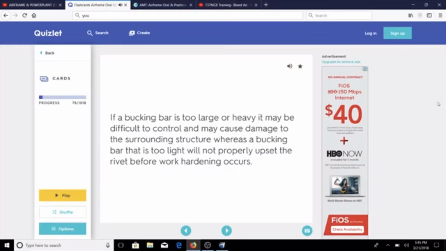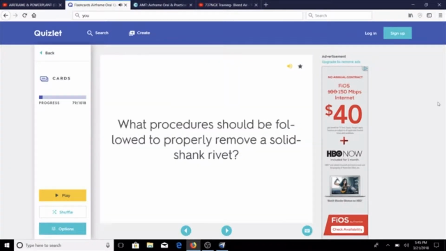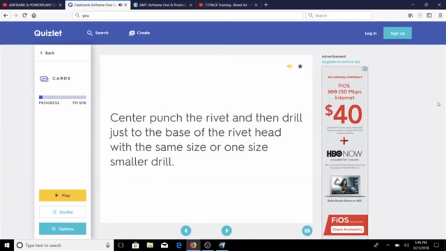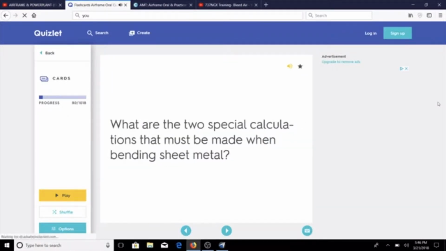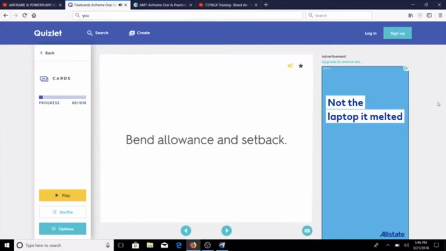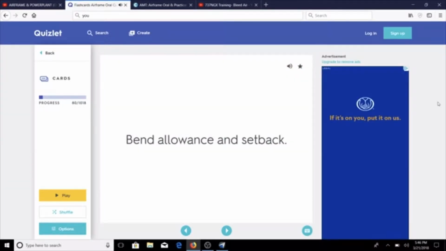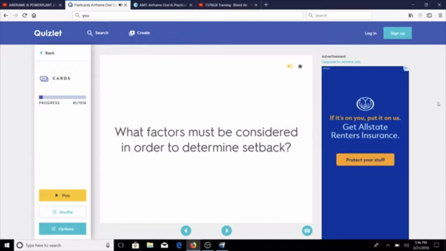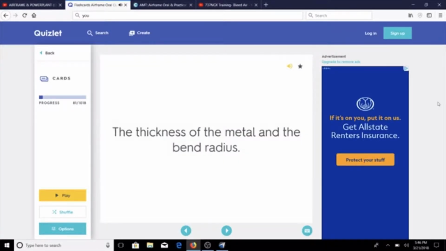What procedures should be followed to properly remove a solid shank rivet? Center punch the rivet and then drill just to the base of the rivet head with the same size or 1 size smaller drill. What are the 2 special calculations that must be made when bending sheet metal? Bend allowance and setback. What factors must be considered in order to determine setback? The thickness of the metal and the bend radius.